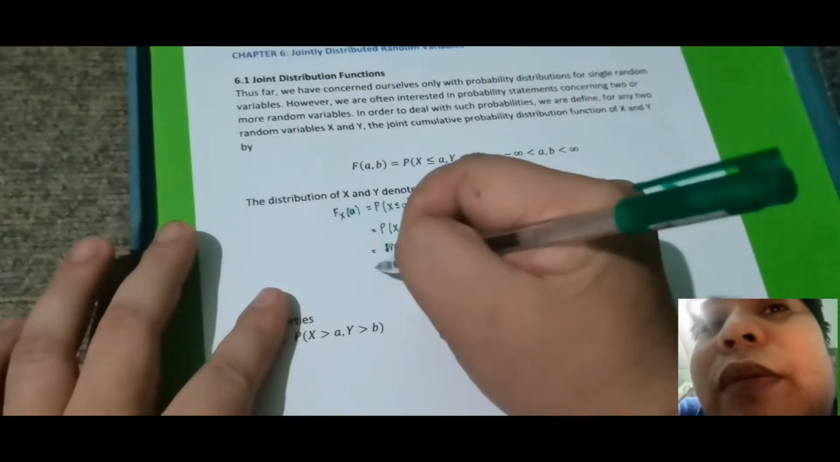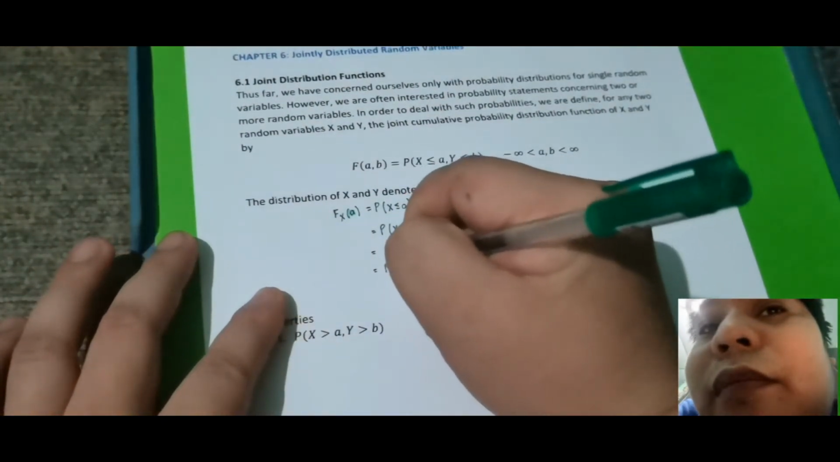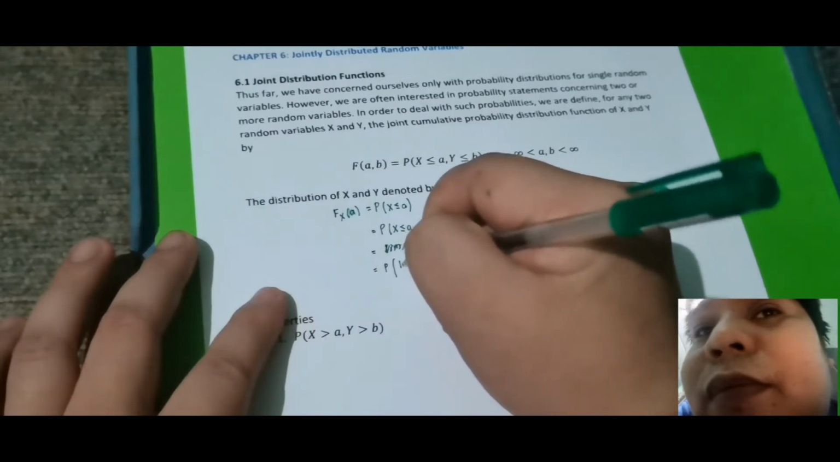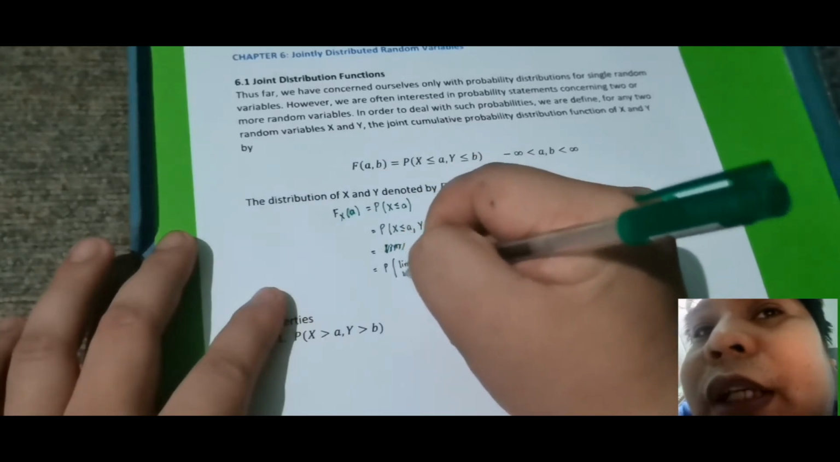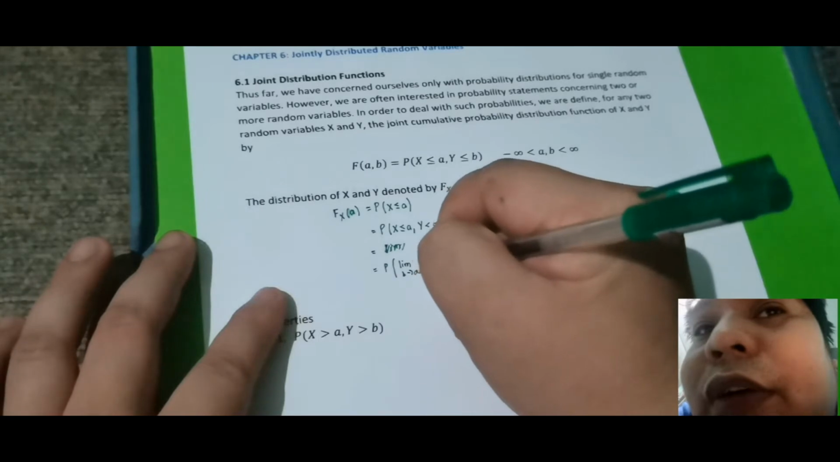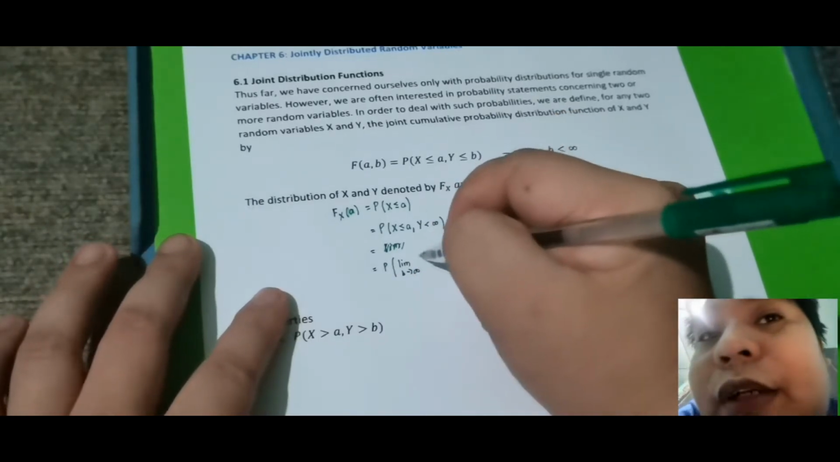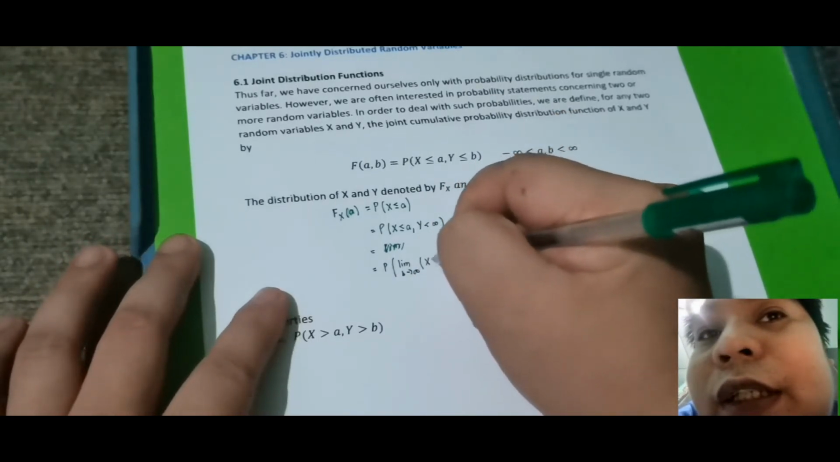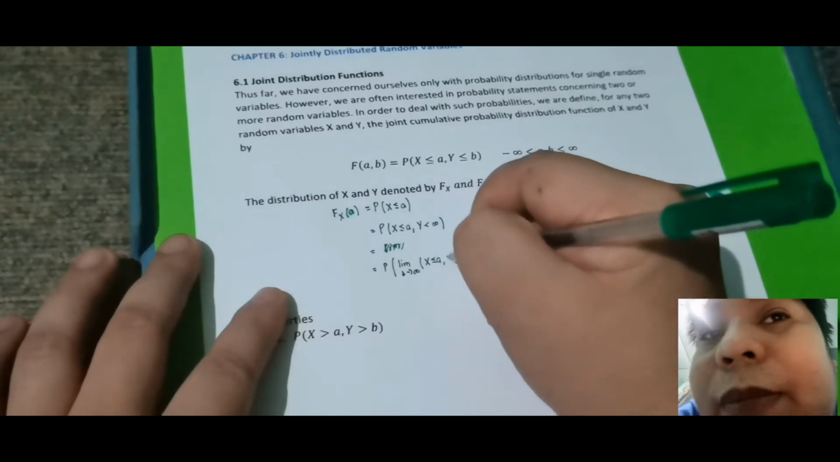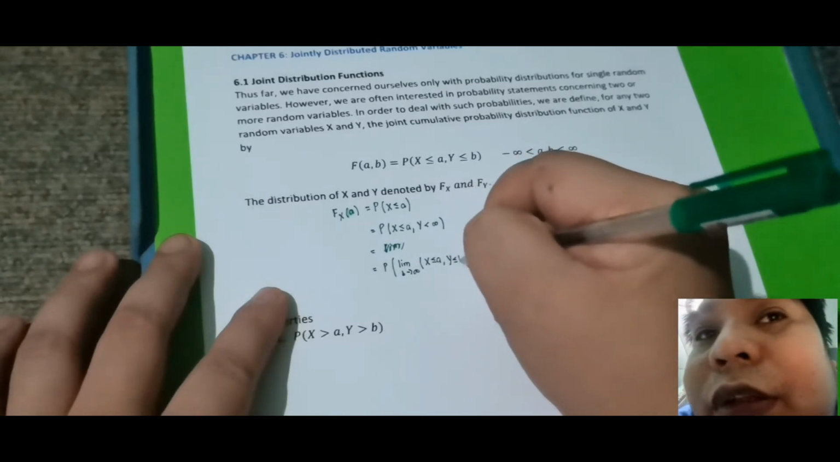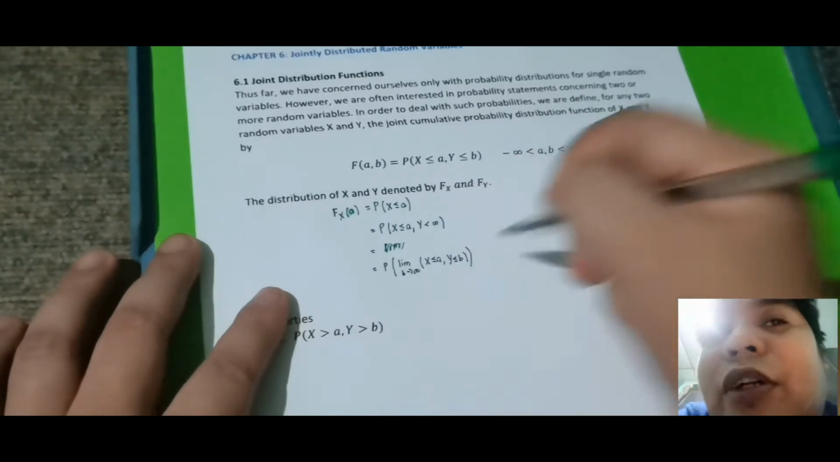Pakitignan na lang kung paano ko gagawin. So this is just the probability of the limit as b approaches infinity. Naglagay ako ng b, of X less than or equal to a, Y less than or equal to b. Okay, so ngayon, check mo.